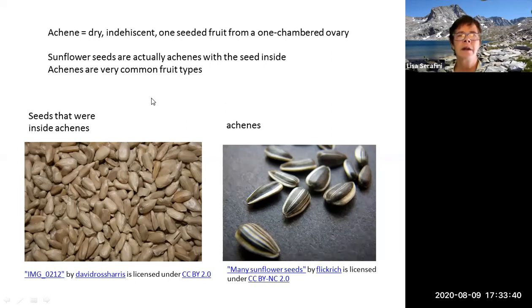So when you get so-called sunflower seeds, if you think these are the seeds, these are actually sunflower fruits. These are achenes, and if you crack this open with your teeth and you eat only the kernel, those are the seeds. So they're achenes. Amaze your friends.